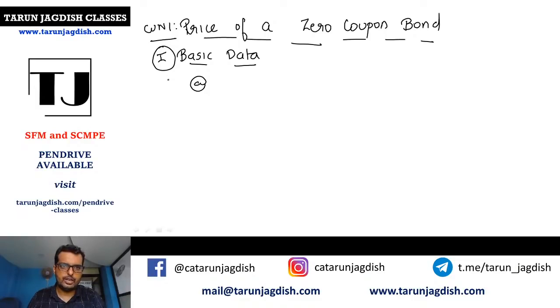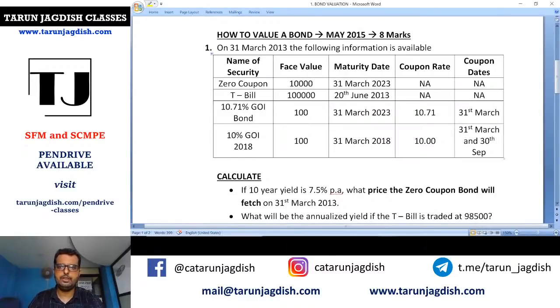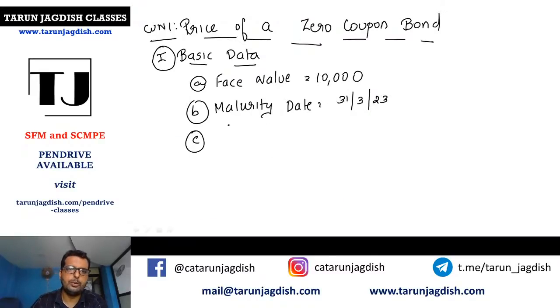All right. Let us read through the question again now. They have given the face value as 10,000. So the face value is equal to 10,000. After this, they have given the maturity date is equal to 31/3/2023. Am I right? Yes. They have not given any coupon rate because this is a zero coupon bond, and a zero coupon bond will not have any coupon amount coming.